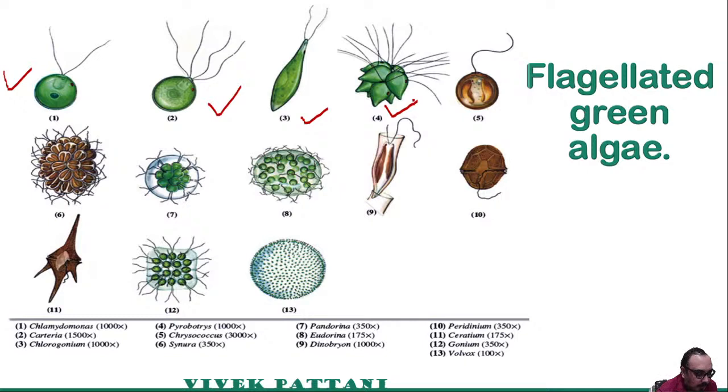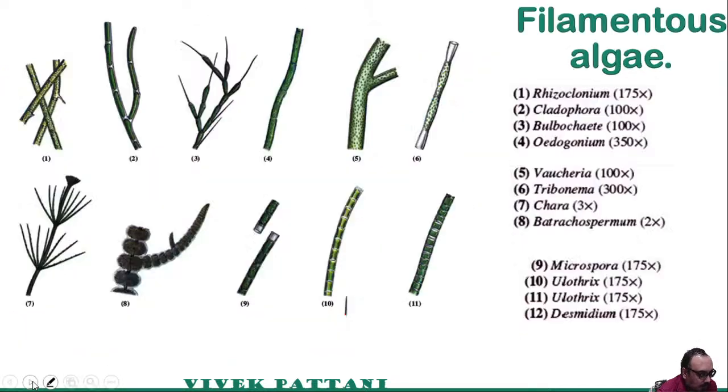The fourth one is Pyrobotrys. The fifth one is a Chrysococcus. The sixth one is a Synura. Seventh one is the Pandorina. Eighth one is the Eudorina. Ninth one is the Dinobryon. Tenth one is a Peridinium. Eleventh one is a Ceratium, and the twelfth one is a Gonium. The thirteenth diagram is of a Volvox.